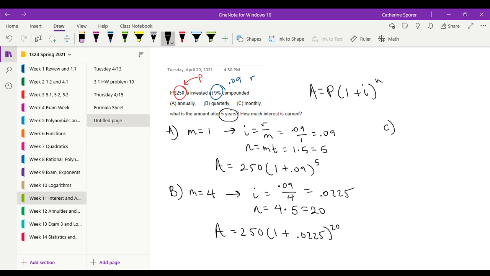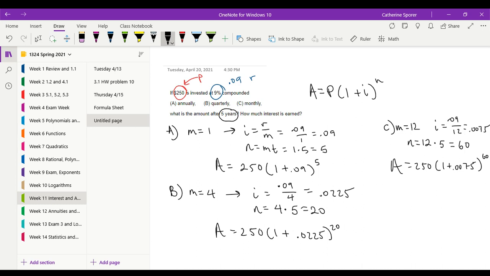And then C, for monthly compounding, we repeat the same thing again, but now with M equals 12. So I would be 0.09 over 12, which is 0.0075. And the N is M times T, so 12 times T, which is 5, to get 60. So here, A would be equal to 250 times (1 plus 0.0075) to the 60.